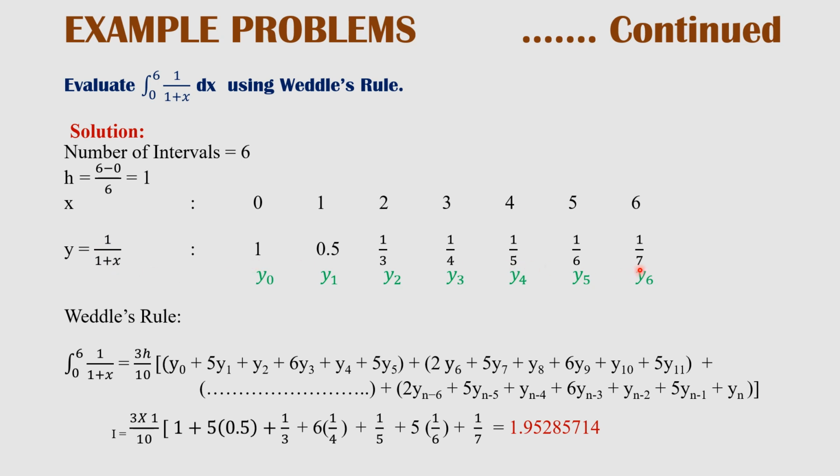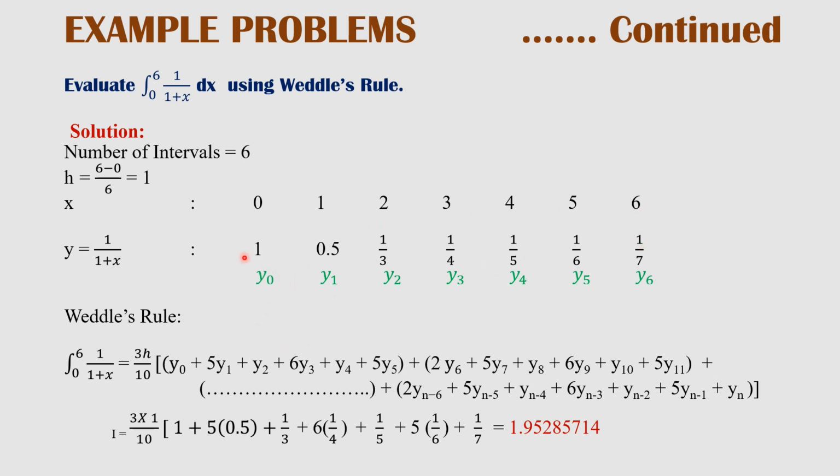Therefore you can form this table. It will be 1, 1 by 2, 1 by 3, 1 by 4 and so on. When you substitute the various values of x here, for example, when you substitute the first value 0, 1 by 1 plus 0 will give you 1. For the second value, it is 1 by 1 plus 1. You have to replace x by the corresponding x value. Similarly, when you go on for all the values, you can form the table like this.